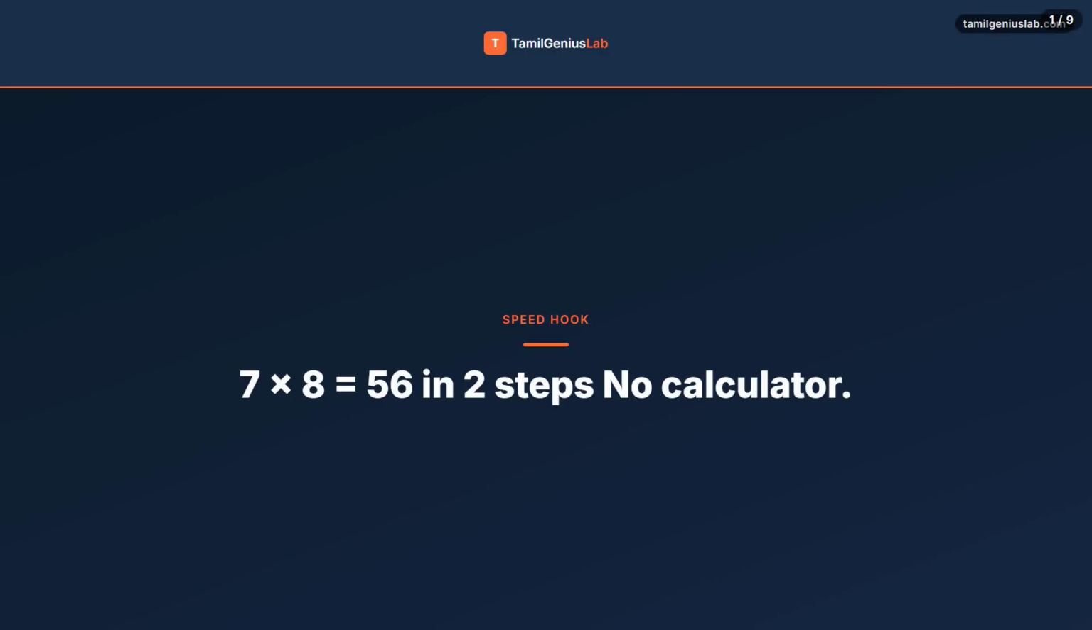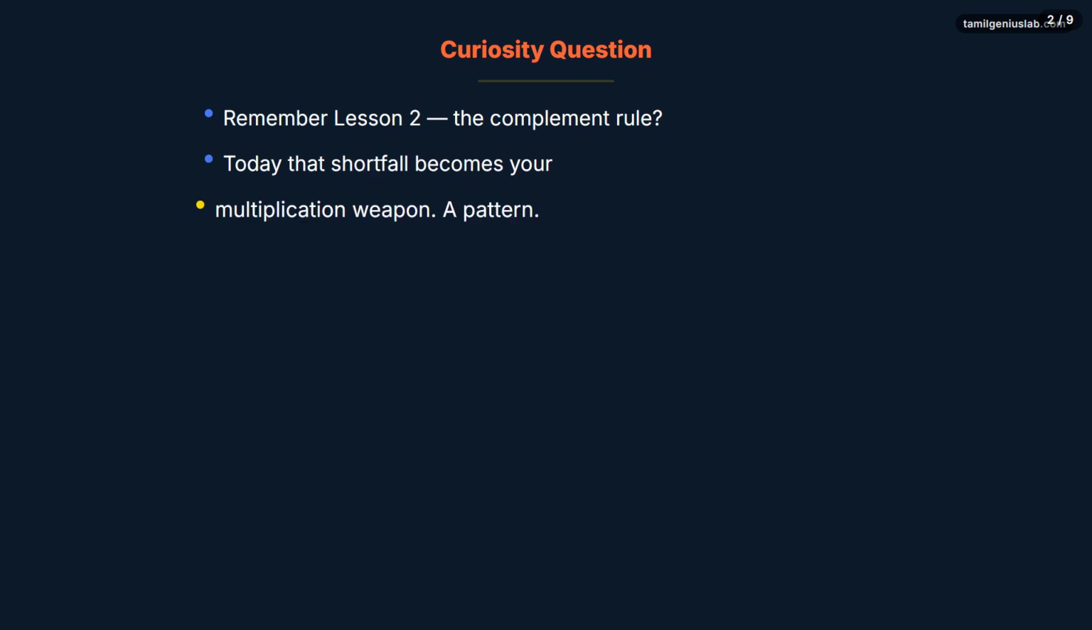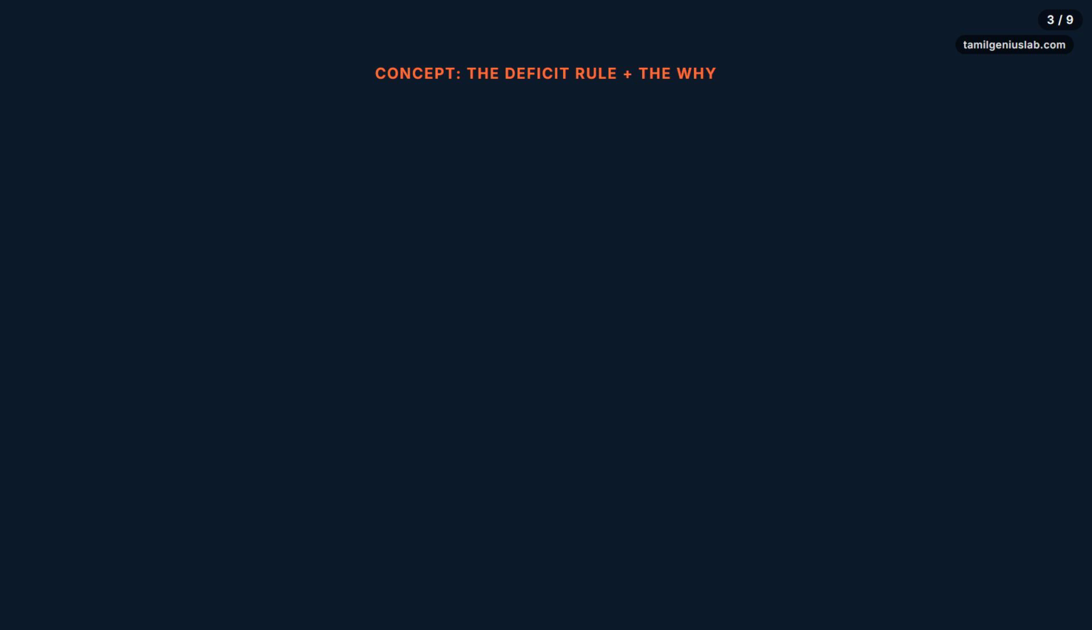7 times 8, 56. 2 steps. No memorization. Watch. In Lesson 2, you learn to find how far a number falls short of its base. That shortfall, the deficit, is today's multiplication weapon. Most adults never connect these two ideas. You will. Here is the rule.